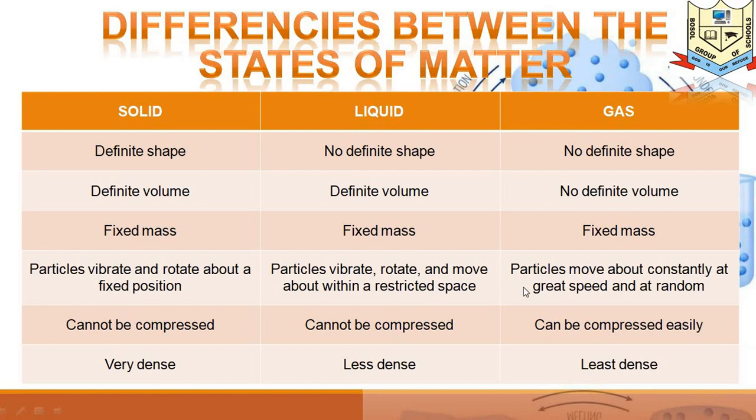When it comes to gases, particles move about constantly at great speed and at random. That is, there is great collision between the particles. The particles continue to move, the particles are always moving with great speed because they are loosely packed. They are not closely packed at all. There's enough space between them. So the particles are just loosely packed together, and this way they continue to move with great speed.